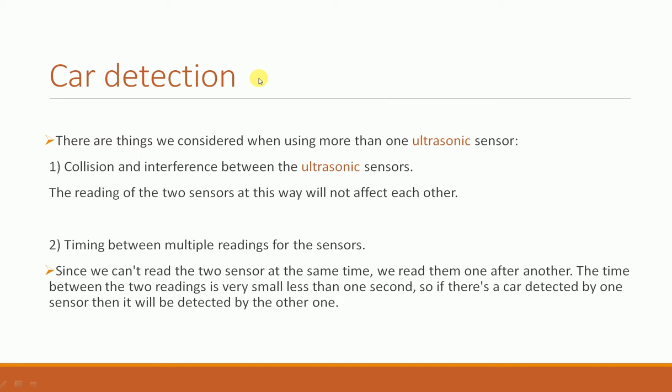Car detection. There are things we consider when using more than one ultrasonic sensor: collision and interference between the ultrasonic sensors. The reading of the two sensors in this way will not affect each other. Timing between the multiple readings for the sensors: we do not read the two sensors at the same time, we read them one after another. The time between the two readings is very small, less than 1 second. So if a car is detected by one sensor, it will be detected by the other one.